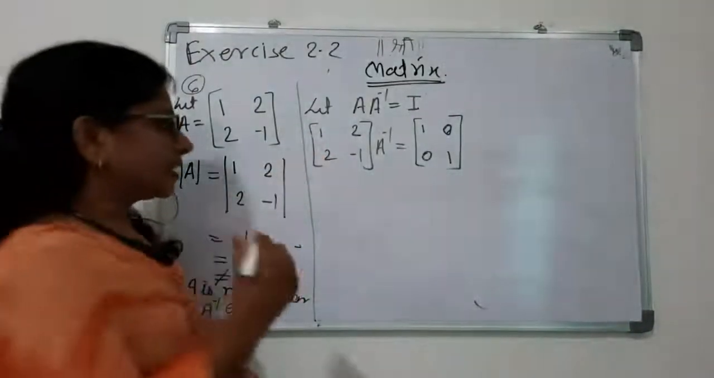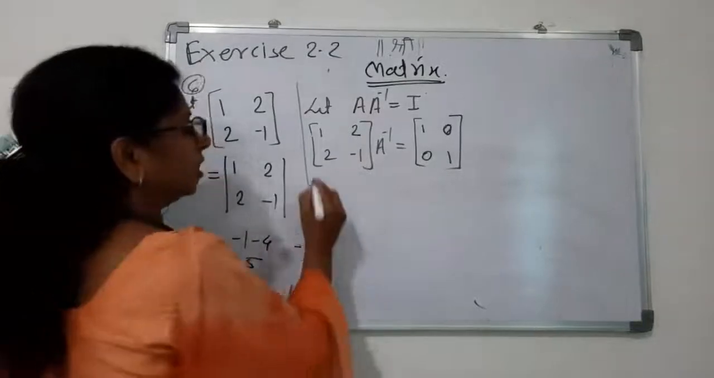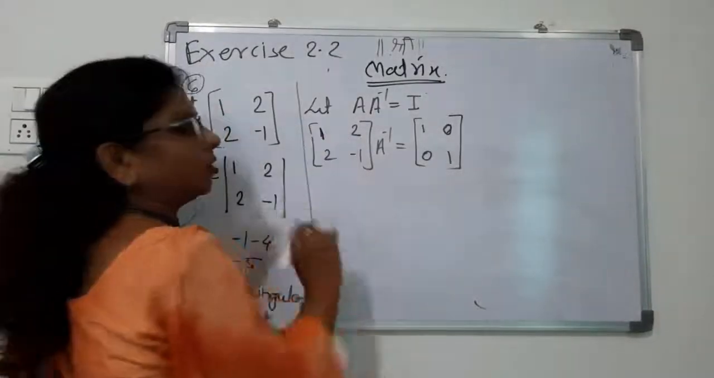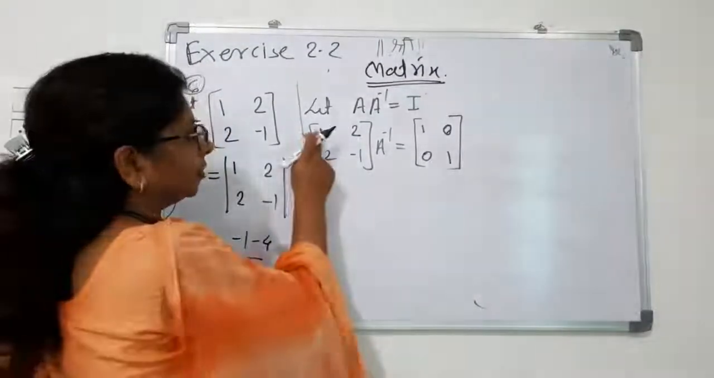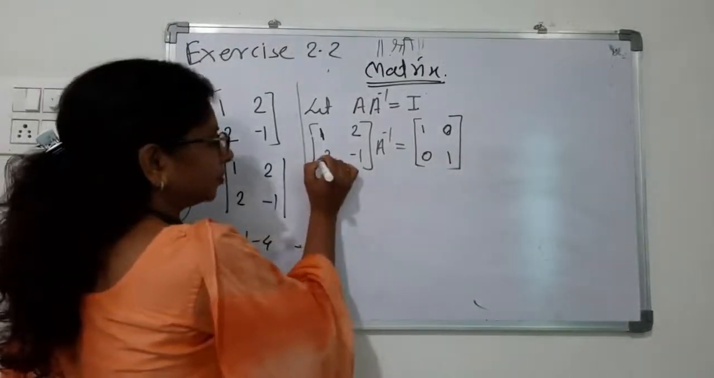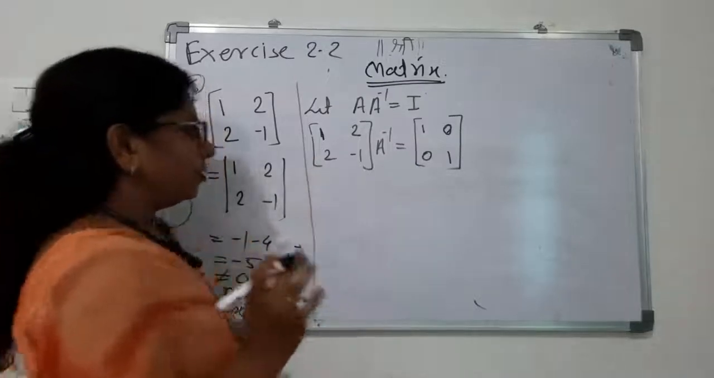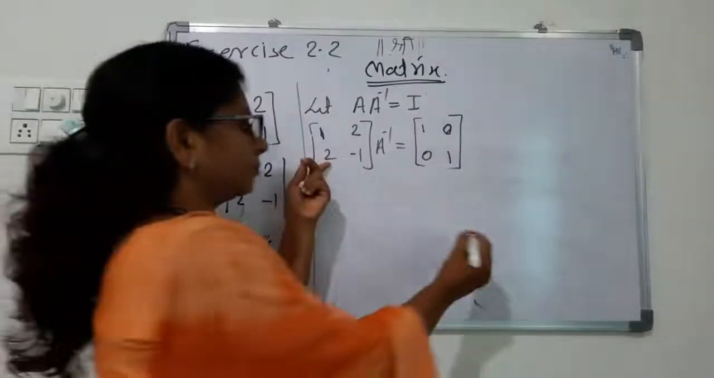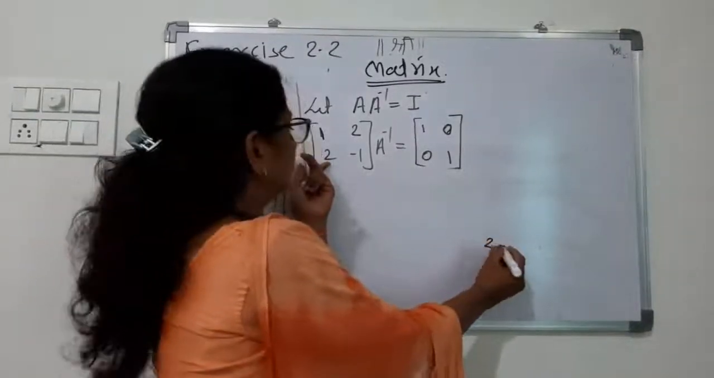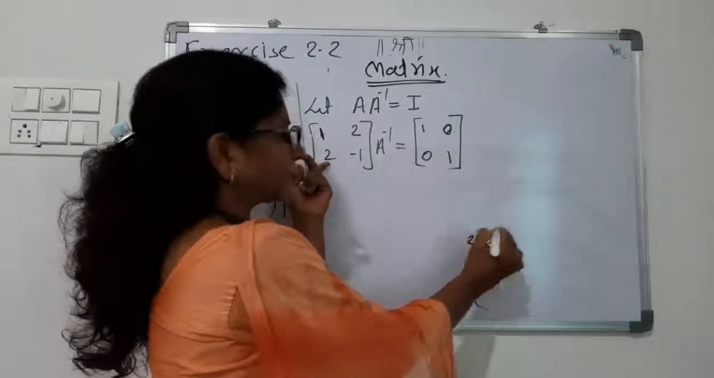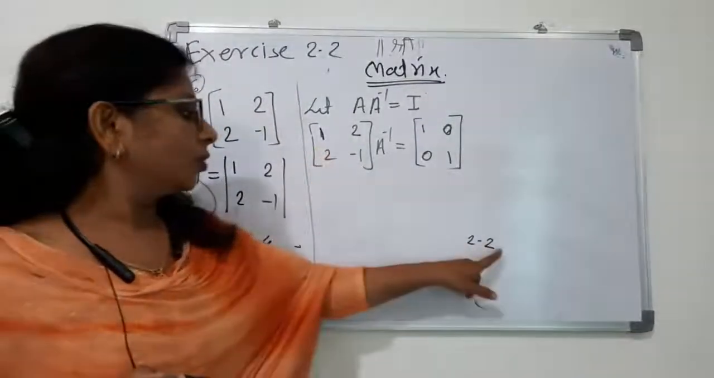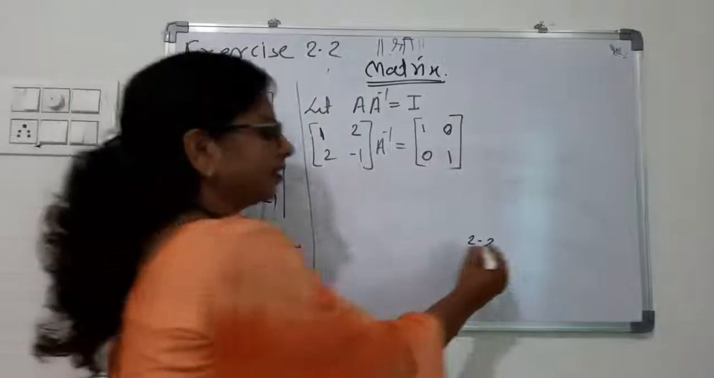Now we will start with row transformations. Okay, so we have here 1 already, so we need not do anything to bring 1 here. We will bring 0 here. We will bring 0 here. So how will you bring 0? If we subtract 2 from these 2, we will get 0.